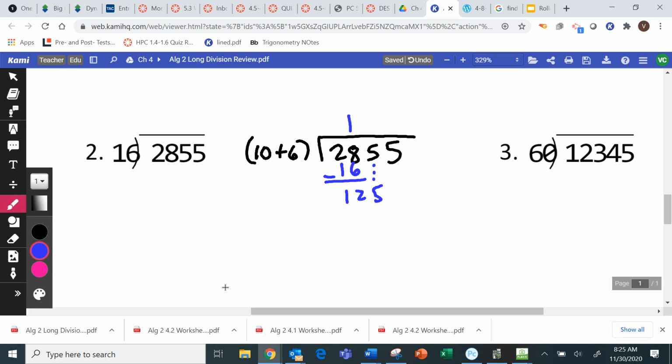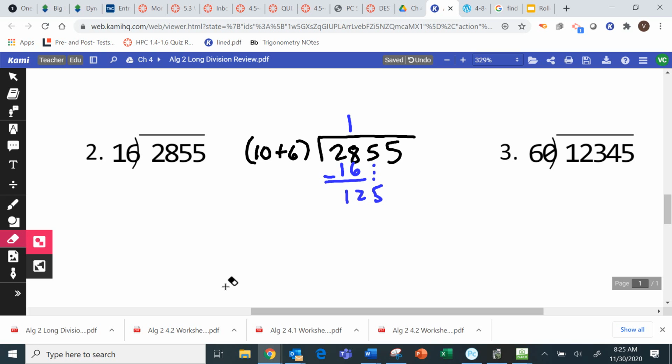So I am taking 16 into 125. I can think about 16 being 10 and 6. I could think about 16 being 15 and 1 if I want. It doesn't really matter how I break it apart, but 10 and 6 is good. How many times does 10 go into 125?